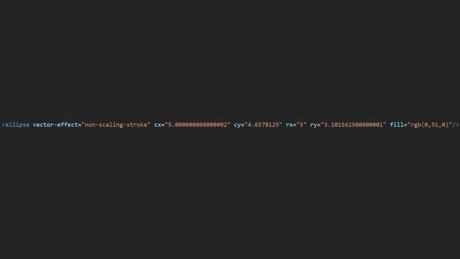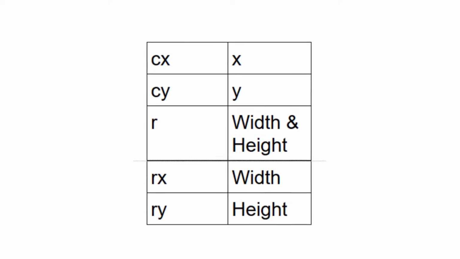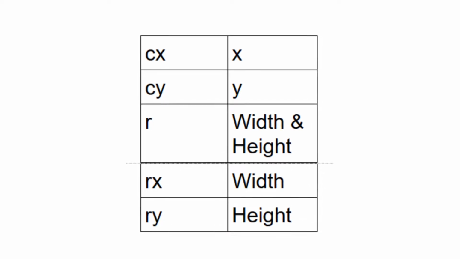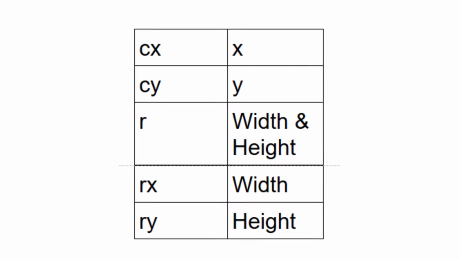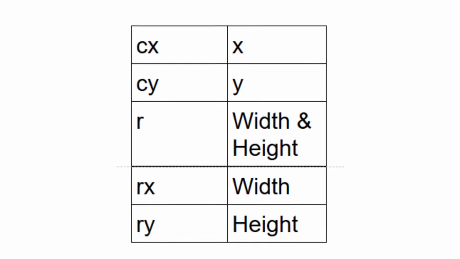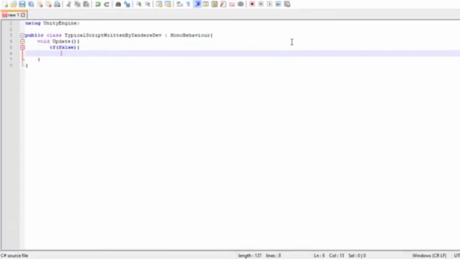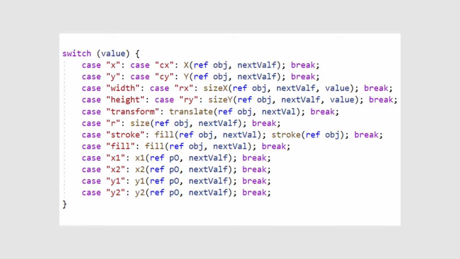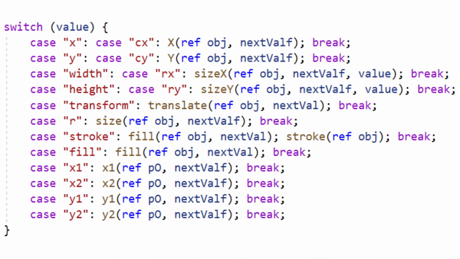However, when I went to do circles, I found out that they have 5 main attributes: cx, as in the x position, cy as in the y position, r as in the radius or the width and height, rx as in the width, and ry as in the height. But a lot of these attributes were basically similar to the rectangle attributes. If I didn't do something soon, I was bound to have a bunch of if statements. So what I did is I used switch statements and their ability to fall through multiple cases.